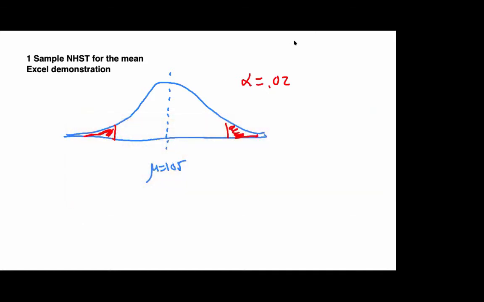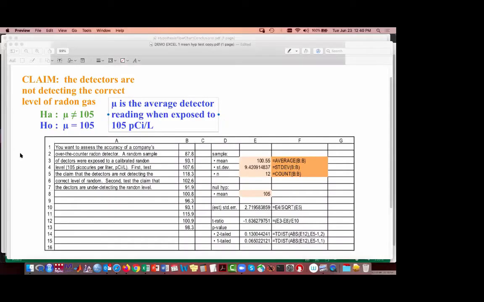So for this one, that is a good question. Let me go back to the desktop here. I'm focusing on this question: test the claim that the detectors are not detecting the correct level. That's essentially saying that it doesn't equal 105. So that means anything below 105 or above 105 would be surprising. That's why we know it's a two-tailed test. Now, notice that the second part of this essentially asks the same question, but in terms of a one-tailed test. So we'll come back and talk about that in a second.